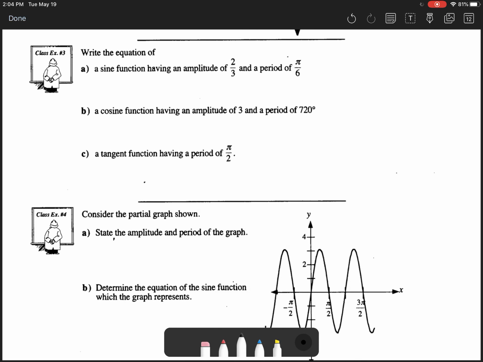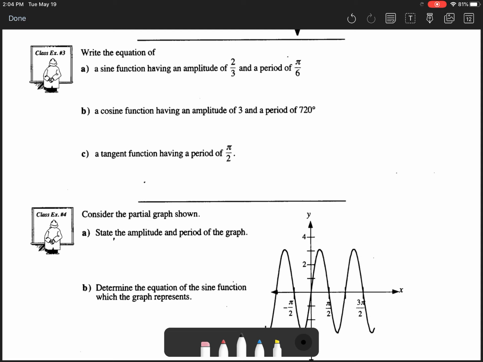Next, writing equations of trig functions. Write the equation of a sine function that has an amplitude of 2/3 and a period of pi over 6. In this question, what they're really focusing on is, do you know the difference between period length and the b value in your equation? And I'll show you what we're going to do.